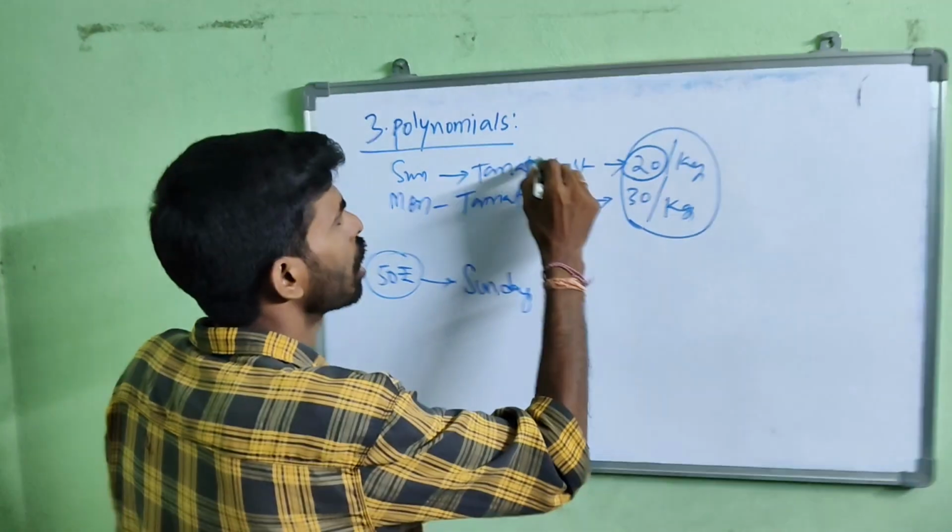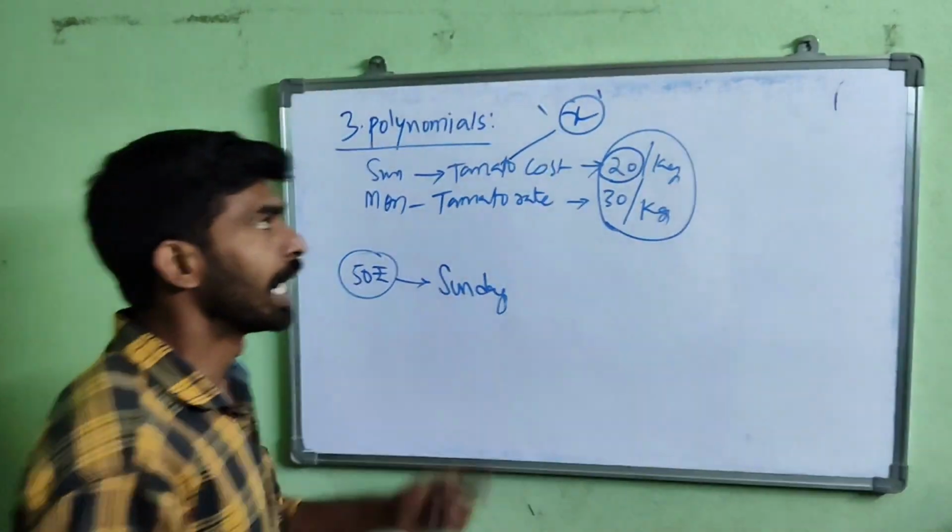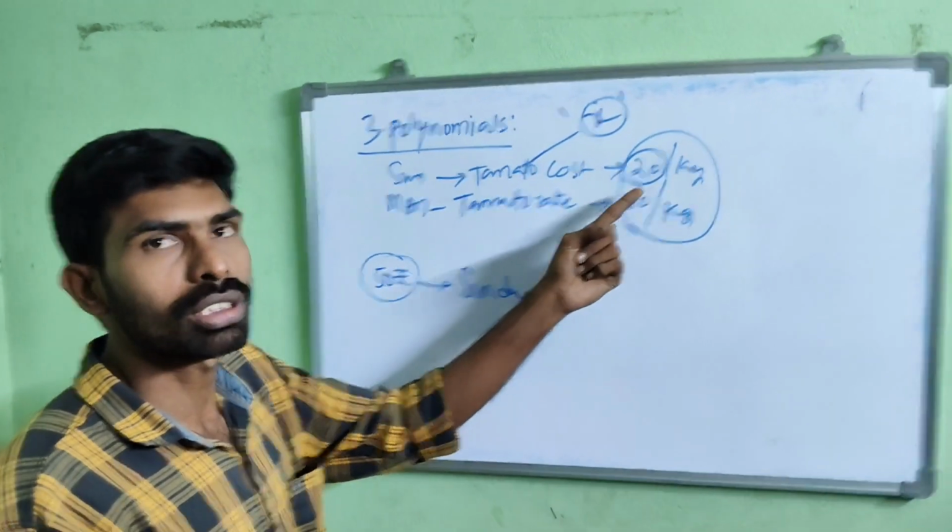For example, the cost of the tomato is taken as X, because X is a varying rate, the cost of the tomato.